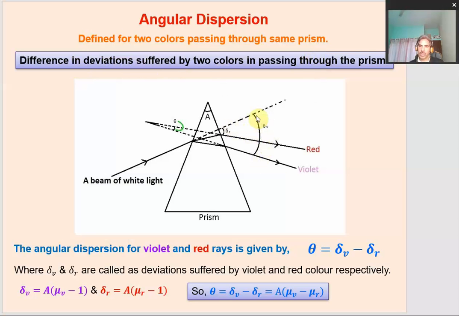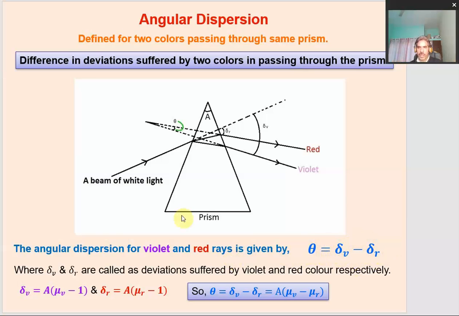So delta V minus delta R will be equal to angular dispersion. It will be written by theta. So angular dispersion for violet and red color of rays, for example, there can be any other colors, is given by theta equal to delta V, the deviation in violet color, minus delta R, the deviation in the red color. This is the formula for angular dispersion, or this is how we write the angular dispersion.